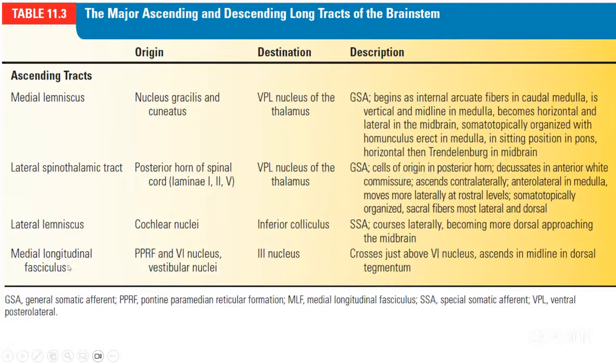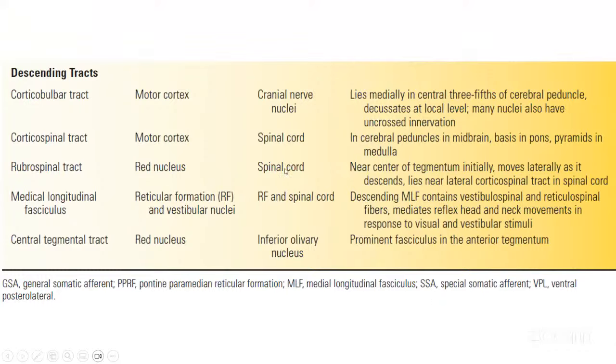Next, medial longitudinal fasciculus, MLF. This carries fibers from the PPRF, sixth nuclei and vestibular nuclei, and the final destination is the third nuclei. This crosses just above the sixth nuclei and ascends in the midline in the dorsal tegmentum. Those are the ascending fibers in the brainstem.